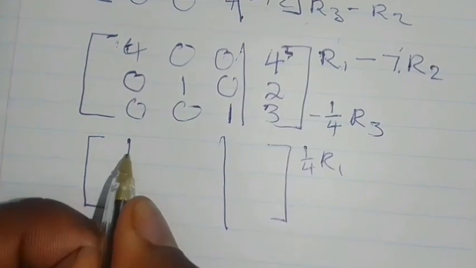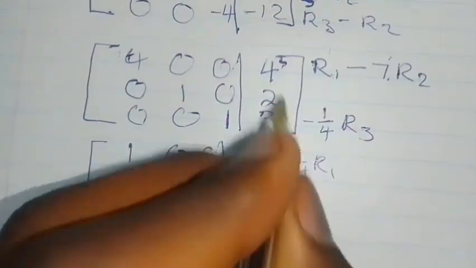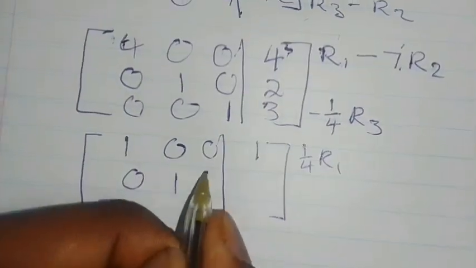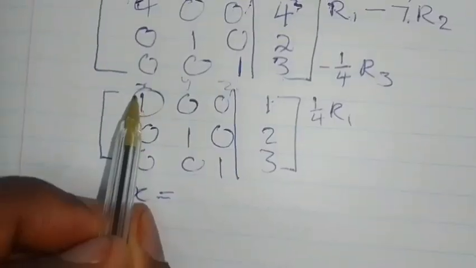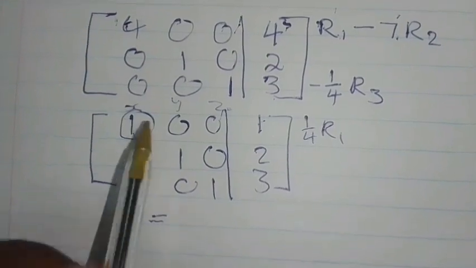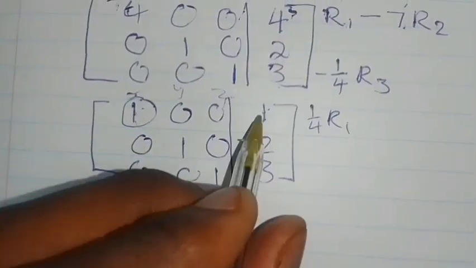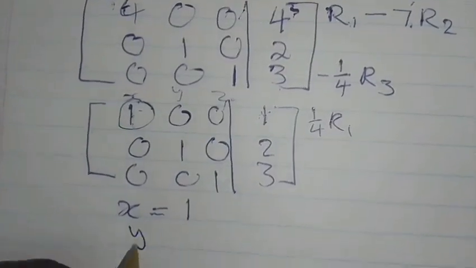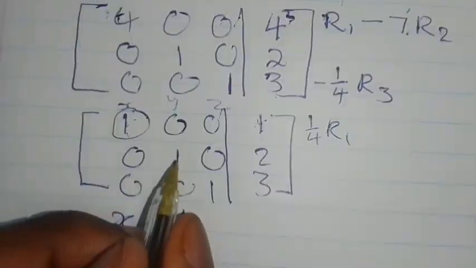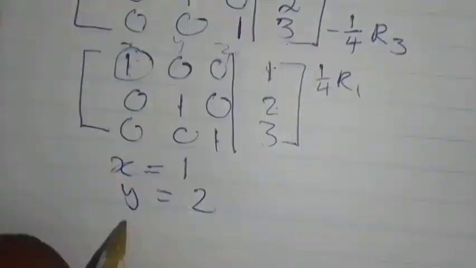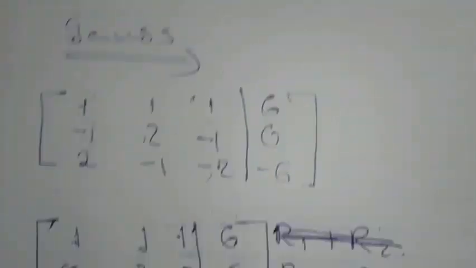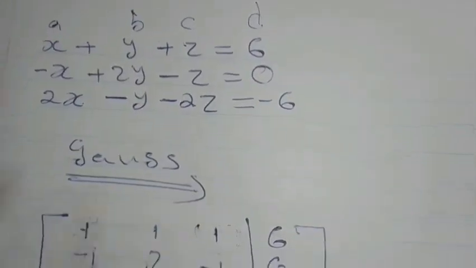So that means we'll have 1, 0, 0, and then 1, since 4 divided by 4 is 1. And we have 0, 1, 0, and then 0, 0, 1, and then we have 2, 3 like this. Remember, now that you have 1s diagonally, that means x will be equal to this value. So that technically implies that x will be equal to 1, and this value here is for y. That means that y will be equal to 2, and that value here is for z. That means that z will be equal to 3. So that's how you can use the Gauss elimination to find x, y, and z.